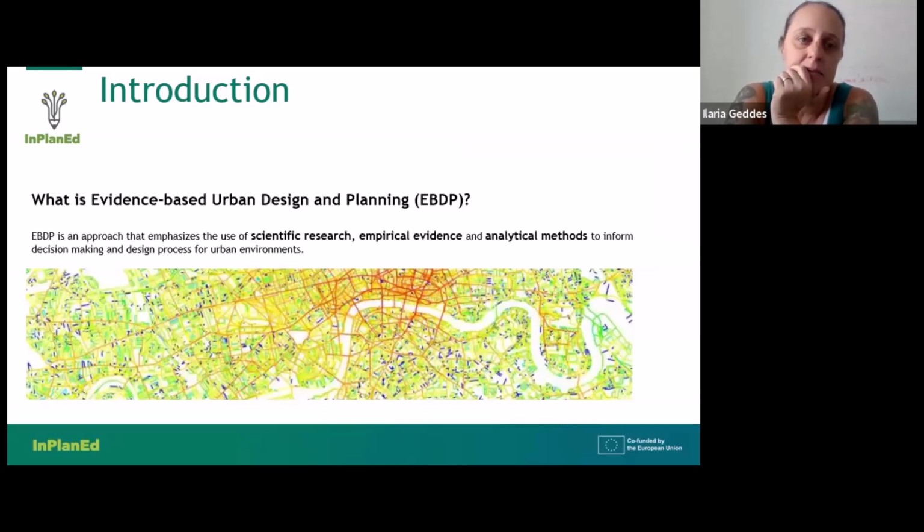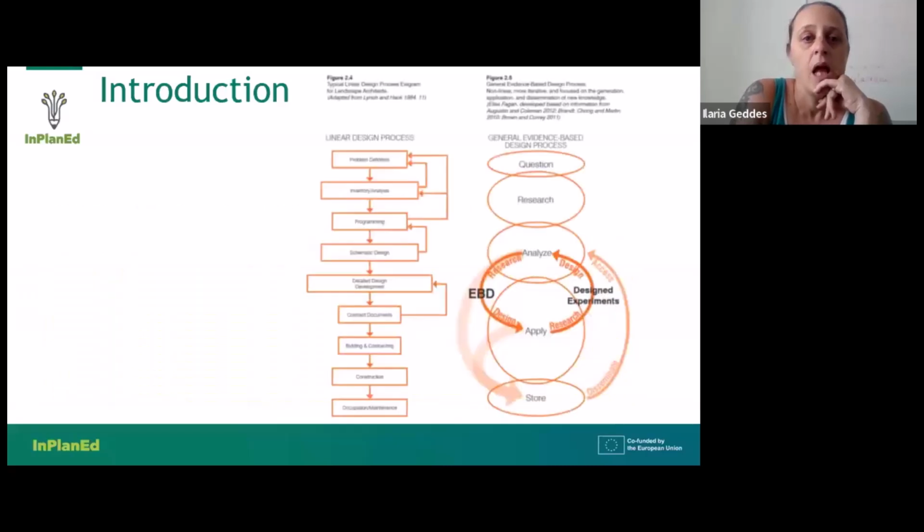So this is a summary. It emphasizes the use of scientific research, empirical evidence, and analytical methods. Bear this in mind for later, the analytical methods. What do you do in practice during the design process to inform your decisions? I just want to show the difference between a linear design process and an evidence-based design process.